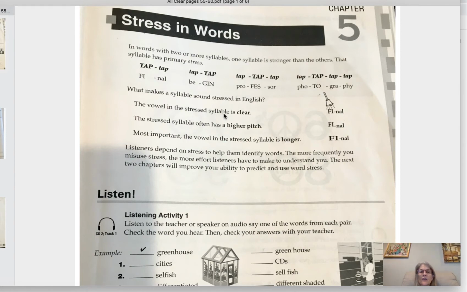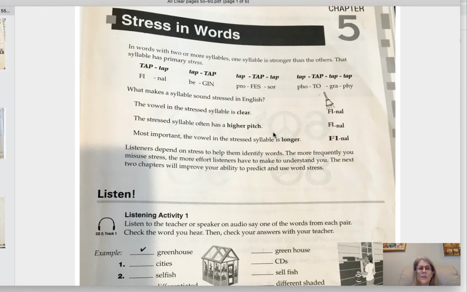So the vowel in the stressed syllable is clear. So we can really get the I sound here, fi, final. And the stressed syllable has a higher pitch, final. It's not final, final. So you hear a little bit of a rising on your stressed syllable. And then most importantly, we put it out a little bit longer, final. Okay, and the one that's in the unstressed syllable is not as pulled out as long. It's not as stretched, as we might say, as the short syllable or the unstressed syllable.